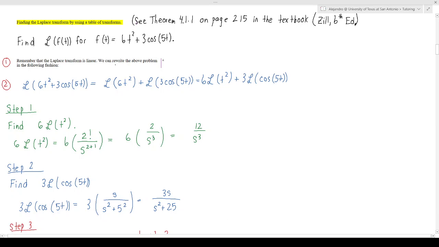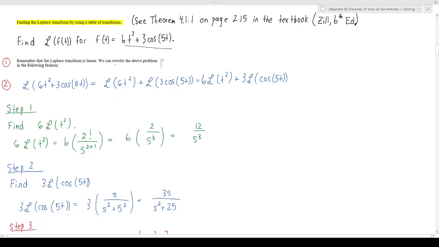All right, in this video, we want to find the Laplace transform by using a table of transforms. And this table is coming from Theorem 4.1.1 on page 215 in the textbook. And we're given the function as f of t is equal to 6t squared plus 3 cosine of 5t.